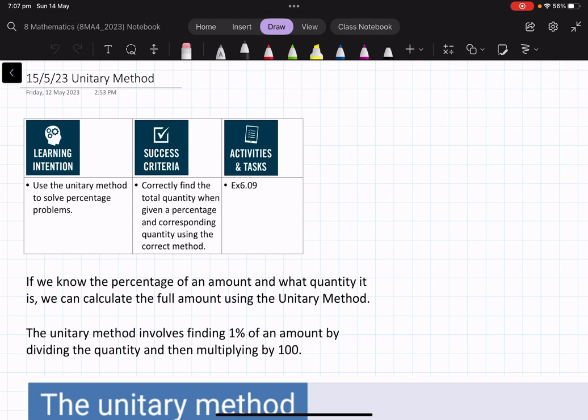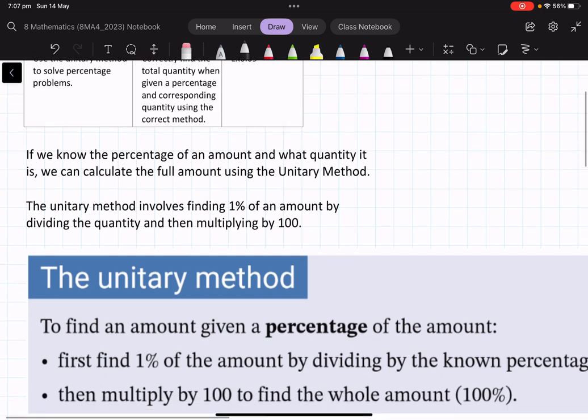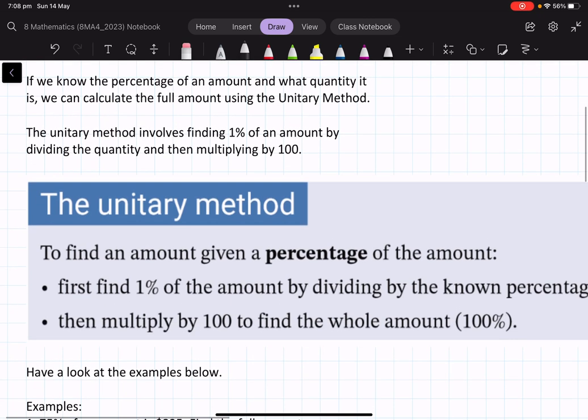So we're doing what's called the unitary method today, and having a look at how we find a full quantity if we only know a percentage of it. And we'll look at some examples. The basic technique is called the unitary method because we work out 1%, and then we multiply that by 100 to work out 100%. You can read that there and copy that on a note if you'd like to.